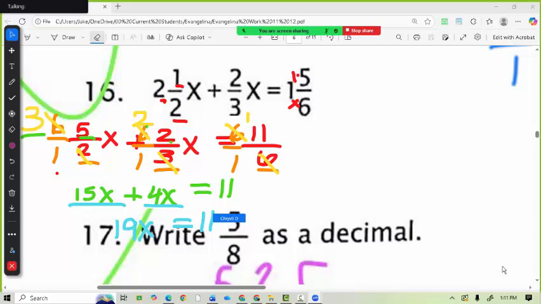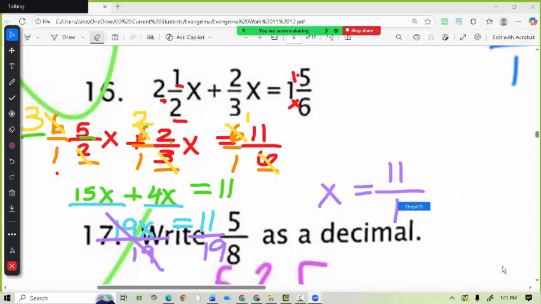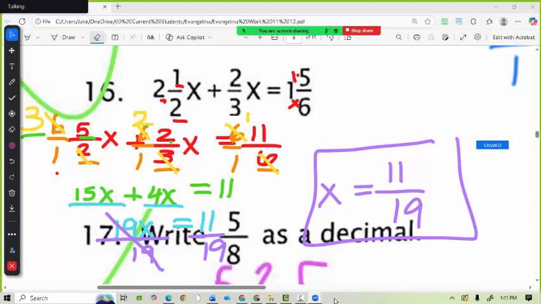And now we have to divide both sides by 19. So x equals 11/19. And can we simplify that, or is that it? Okay, 11 and 19 are relatively prime. We can't simplify it anymore. So this is the final answer.